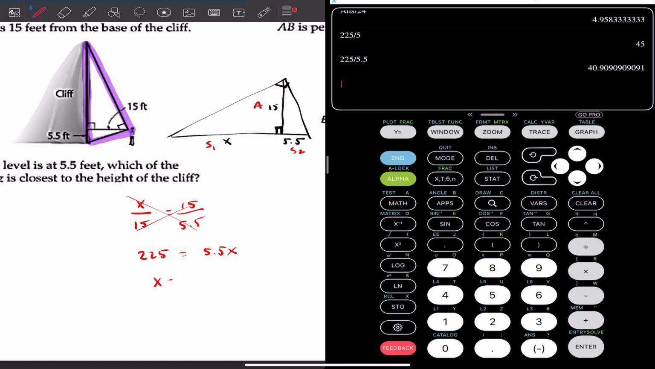Okay, so X is equal to 40.9. So X equals, or not X equals, the height of the cliff is 40.9 plus 5.5. So that should give you 46.4 feet. There you go. This is your answer.